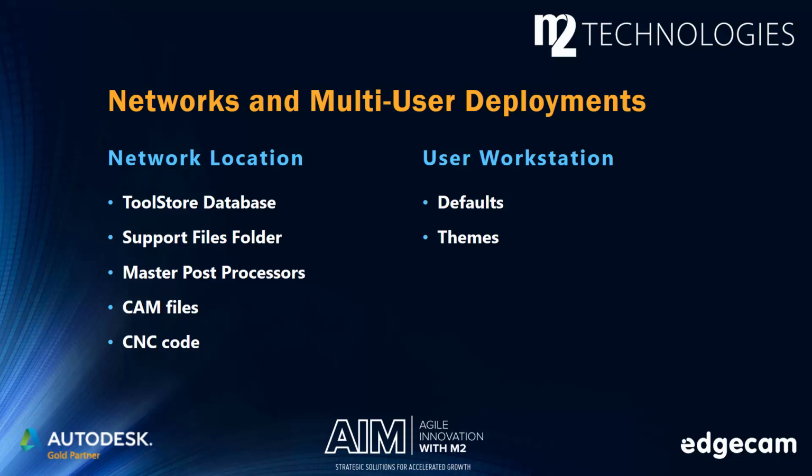But speaking generally at the big picture level, if we were setting up a network location, we would probably want to put the things in there that are common to multiple users or common and important to our company. So those would be things like our tool store database, which can be hosted from the network. If that's being done, the support files folder should also be on the network. I believe very strongly that your master post processors should be stored on a network or some location where they're backed up. Certainly your CAM and CNC code files that are the products of the CAM system should also be there. So really on the user workstation, the only things left are the default files and the themes, and those are the things that would often be stored on the local workstation.